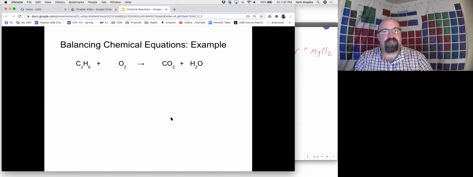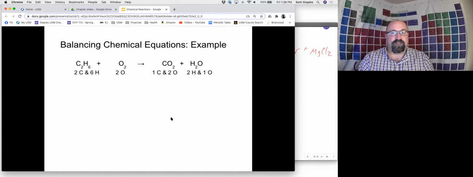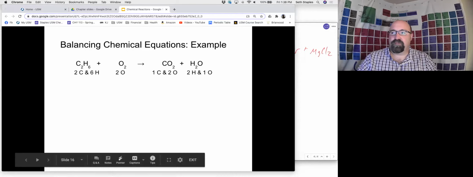Here we have the combustion of some ethane. So C2H6 plus O2 react to yield CO2 and H2O. Again, we'll go through it and do some accounting here. We have 2 carbons, 6 hydrogens, and 2 oxygens on our reactant side. We only have 1 carbon, 2 oxygens plus 1, a total of 3 oxygens, and 2 hydrogens on our product side. So we can already see that we're going to have to fix some things.